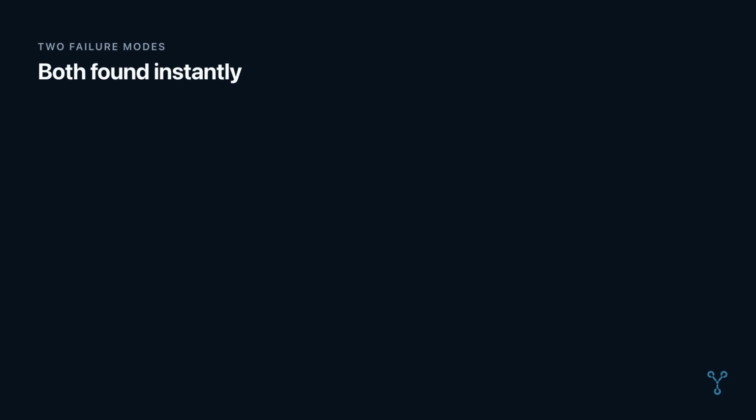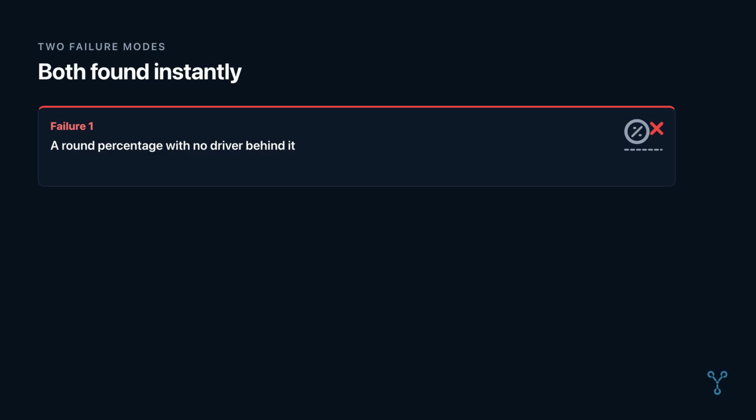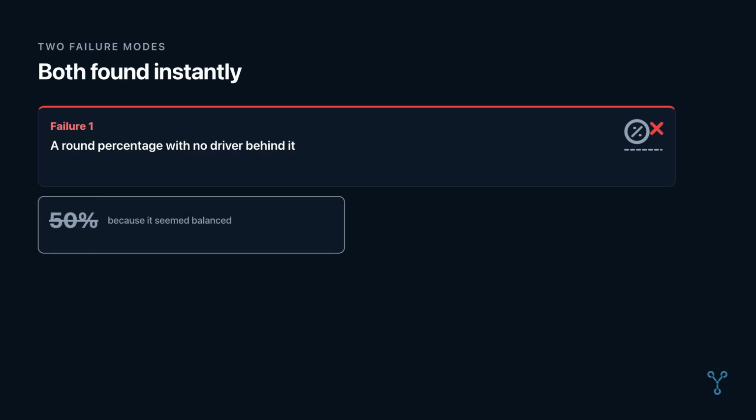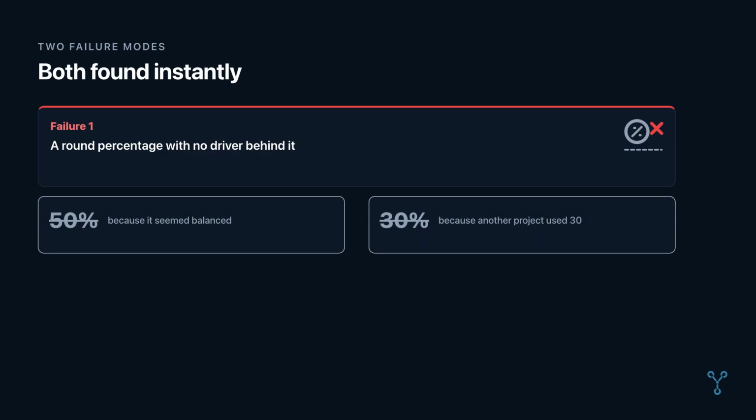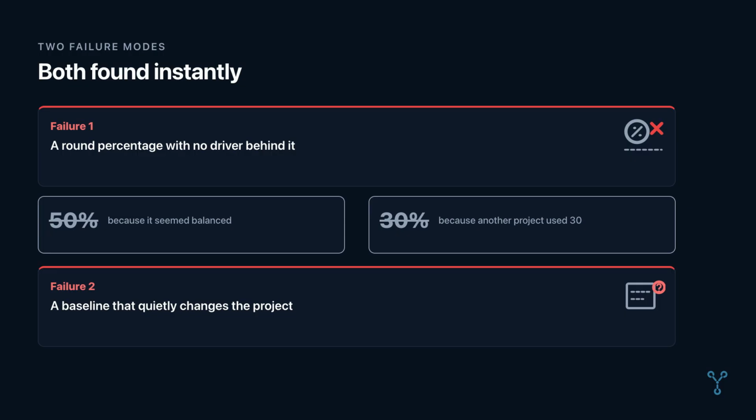Two failure modes are worth naming. The first is a round percentage with no driver behind it, 50% because it seemed balanced, 30% because another project used 30. Neither is a proportional estimate under this methodology, and both are found instantly by a reviewer who asks where the number came from. The second is a baseline that quietly changes the project. If the comparison design delivers less service, the difference includes the value of that service, not just the climate measures, and the adaptation figure is overstated by exactly that amount.